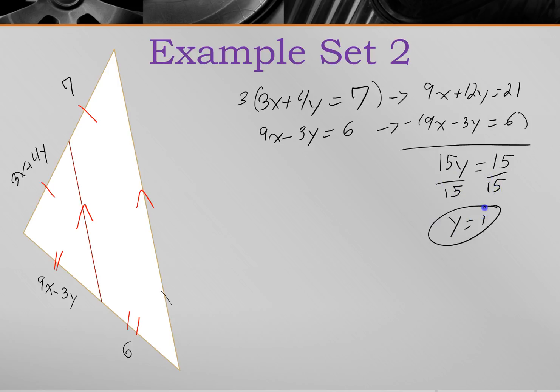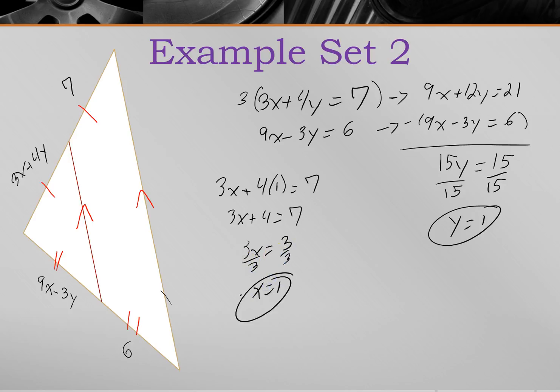y equals 1. And then once we have y, don't forget to plug it back in to solve for x. So 3x plus 4 times 1 equals 7. So 3x plus 4 equals 7. We subtract 4. 3x equals 3. Divide by 3. x equals 1. So again, for our purposes, in our class, you're going to get whole numbers every single time you solve for a system of equations. If you're not getting whole numbers, that's how you know you did something wrong.